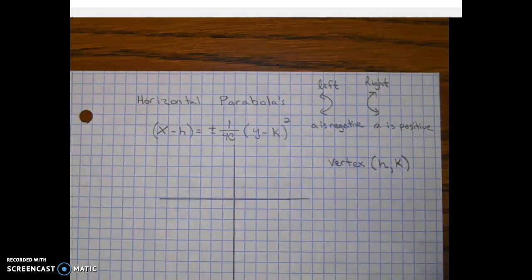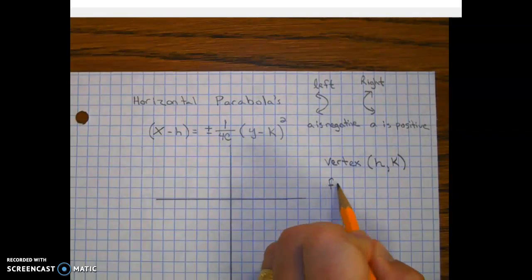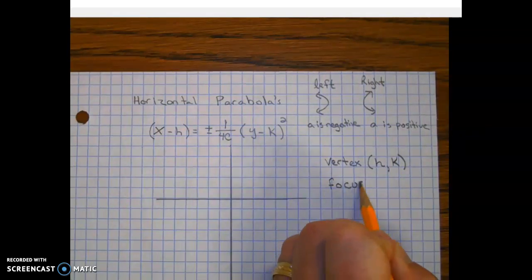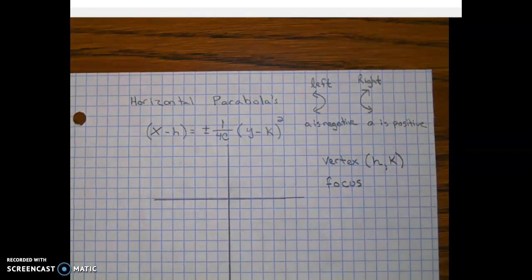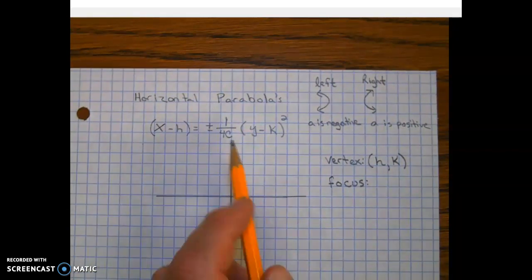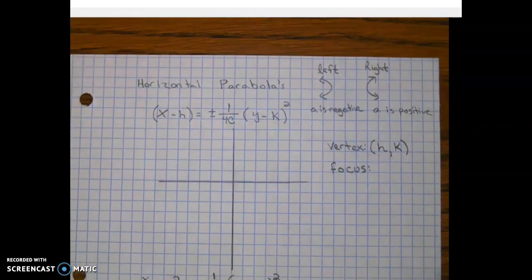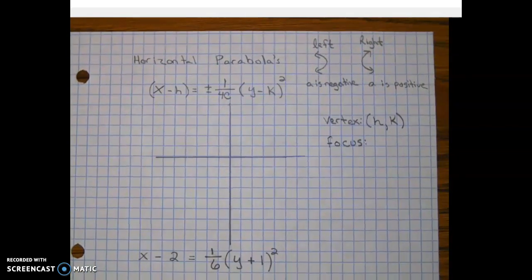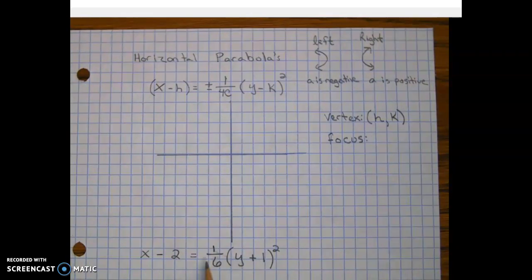All right. The next thing that we're going to find is what's called the focus. In order to find the focus, we have to calculate the c value. So let's take a look at an example here so we can better understand this. Take a look at this equation in general form.